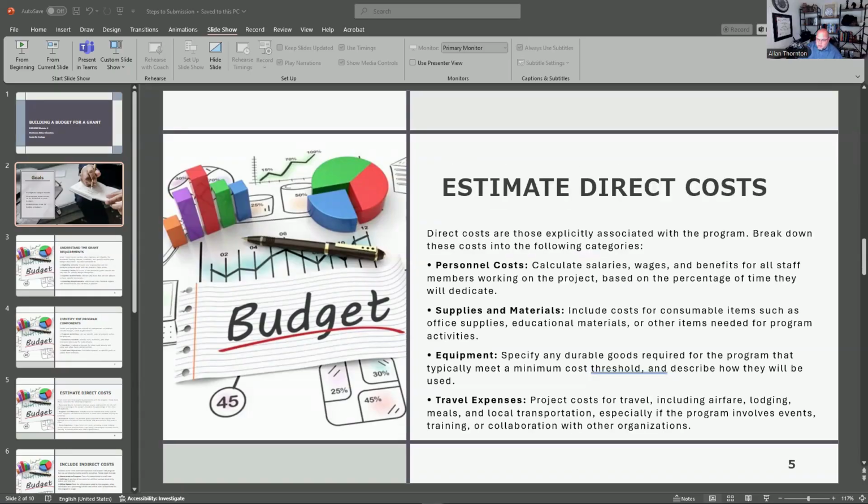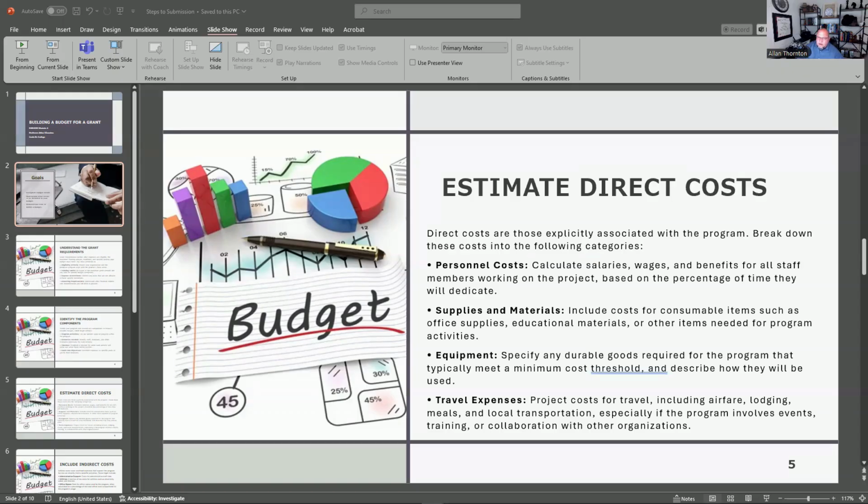What are your costs? Okay, we're going to talk about direct and indirect costs. All right. Direct costs are those explicitly associated with your program. You want to break those costs down into some categories: personnel, supplies and materials, equipment, and travel expenses. You should have an entry for each one of these in your budget. The pieces that you do with it will need to be broken down also.